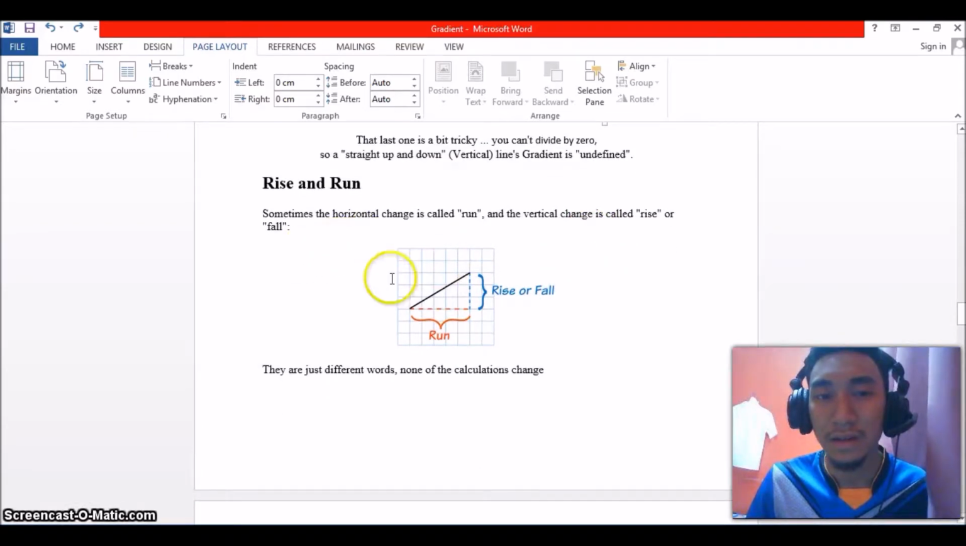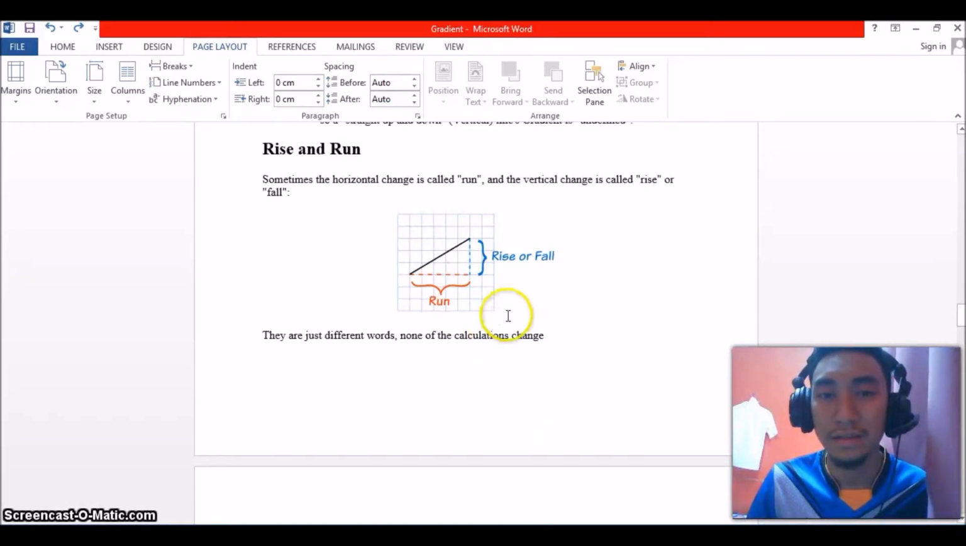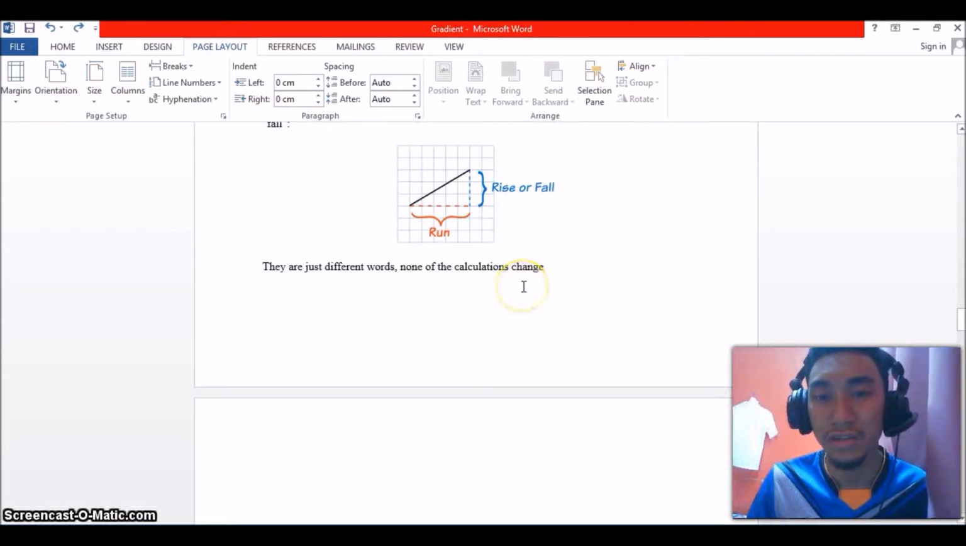Sometimes the change in x is called run, and sometimes the change in y is called rise or fall. They are just different words, but there is no change in the calculation.